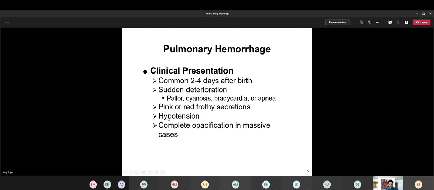And if you do get an X-ray, what you should expect to see is a lot of white where the bleeding is, where the blood is accumulating in the lungs. So the complete opacification is something that's possible. Like, say the entire left lung is now filling up with blood. On X-ray, the whole left side is going to look white.